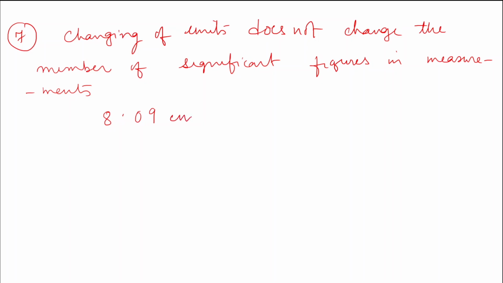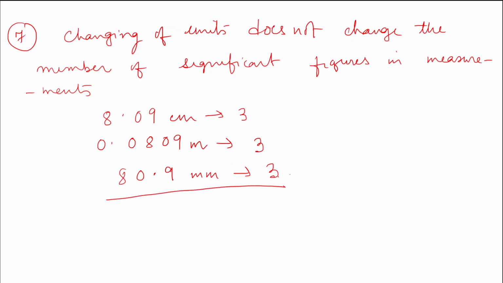Let us take the example 8.09 centimeter. So it will have 3 significant figures. So we can convert it into meter, so it will be 0.0809. Now though it will have 809 are significant, so it will have 3 significant figures. Again 80.9 millimeter, it will have 3 significant figures. Okay, so this is all about rule number 7. Now rule number 8.